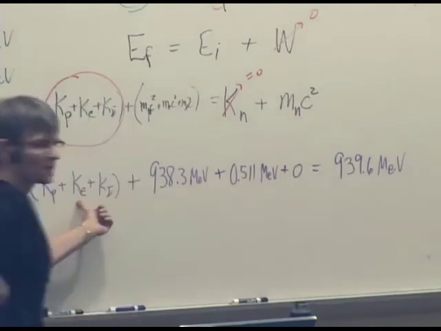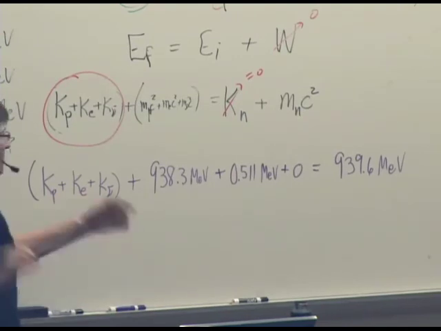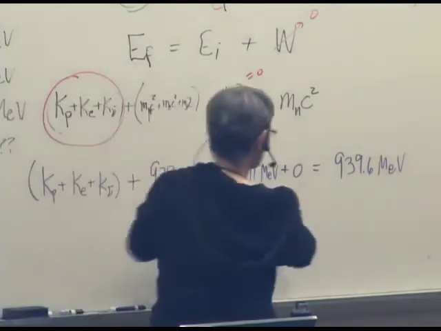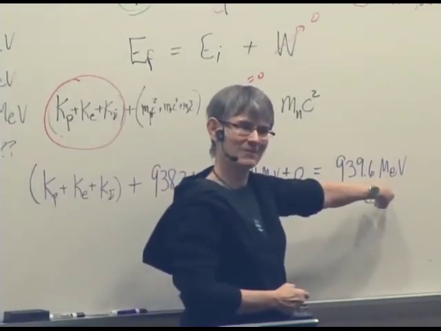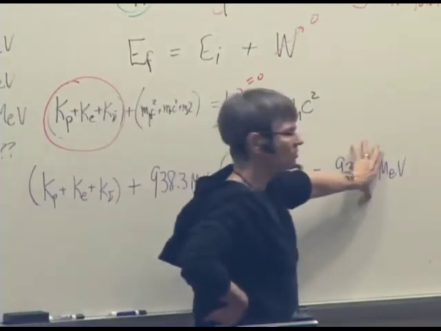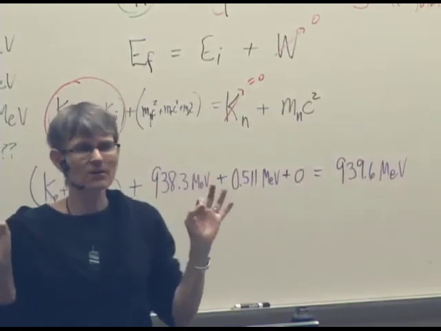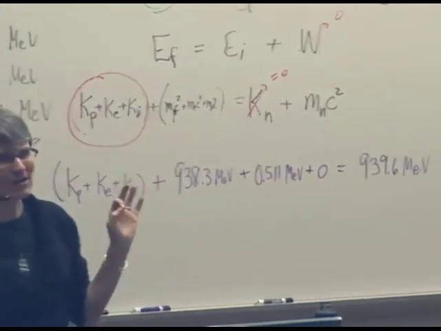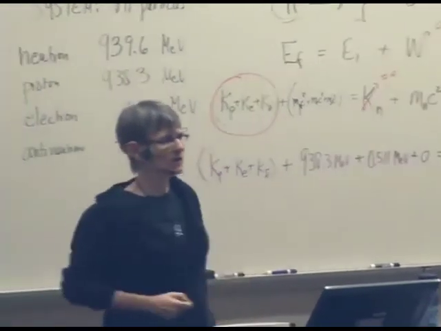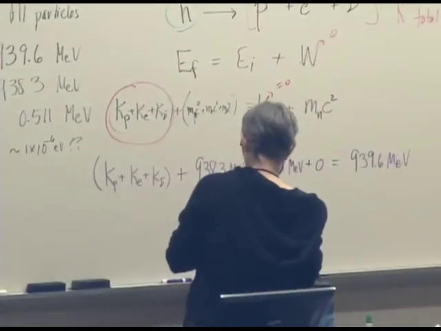Now, could this be a negative number? No, it's kinetic energy. It can't be a negative number, right? It can be 0 or it can be positive. So therefore, these numbers better add up to less than that. Which says that we started out with a neutron with a certain amount of rest energy. The rest energy of the products is less. Some of that rest energy, some of the mass, got converted into kinetic energy. And that, in fact, works out to be correct.